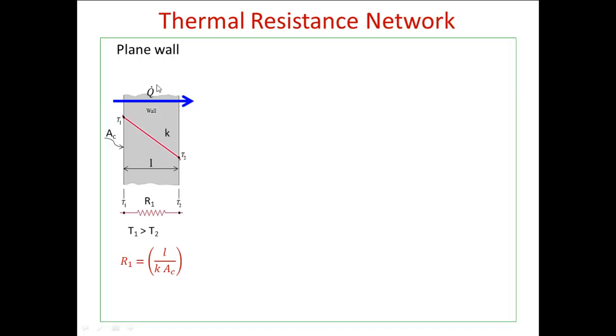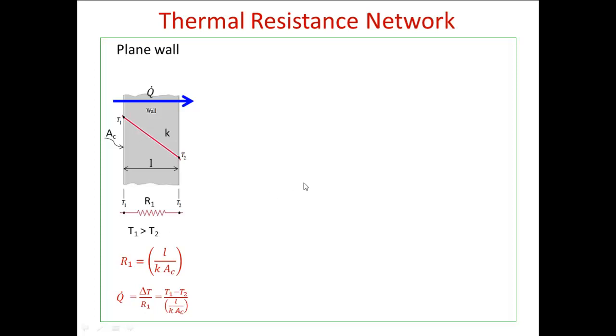And if you want to determine the rate of heat transfer Q, then Q is delta T by R. Delta T is the overall temperature difference and R is the conductive resistance. So here the temperature difference is T1 minus T2 divided by the resistance, which for a plane wall is L by KA. Conductive resistance for plane wall is L by KA.